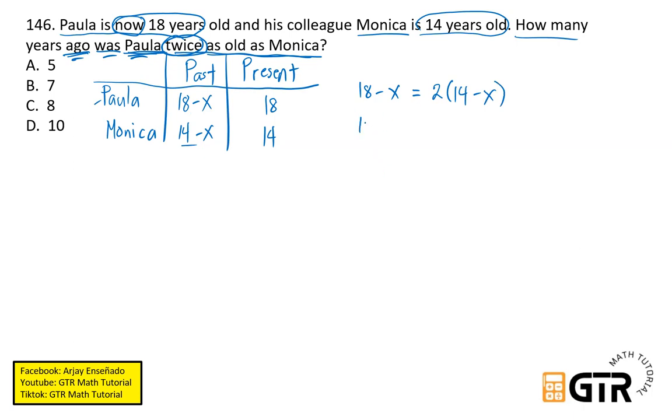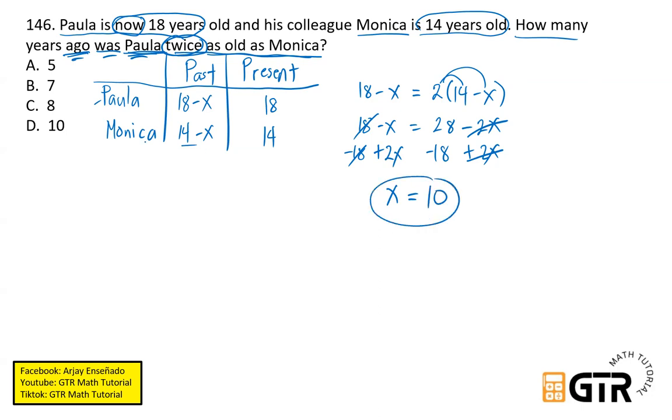So solve for x, so just copy 18 minus x and then distribute 2. 2 times 14 is equal to 28, and then 2 times negative x is negative 2x. Solve for x, so dalhin sa kabila to. So add 2x to both sides para ma-cancel out na ito. And then pagsabay na natin at the same time, yung 18 dalhin sa kabila, so subtract 18 to both sides. Okay, so therefore we have negative 1x plus 2x, so x equals 28 minus 18, that is equal to 10. So therefore, the correct answer is letter D, 10.